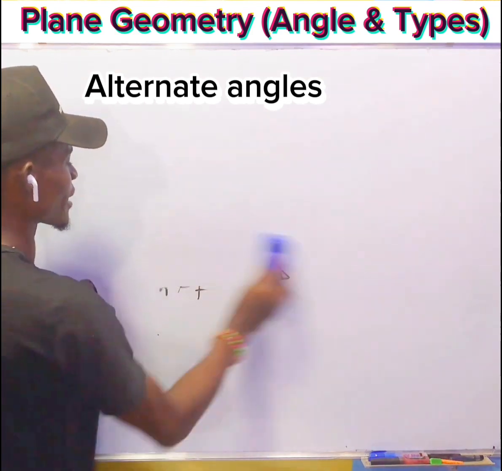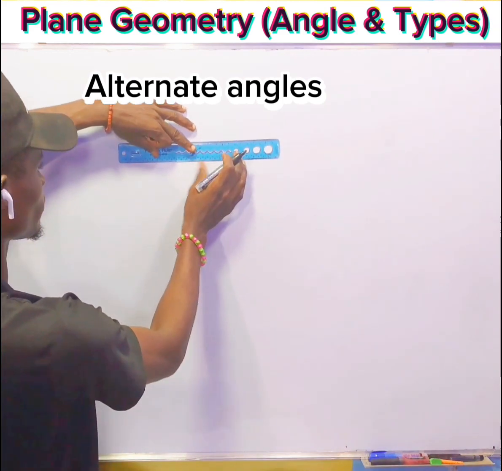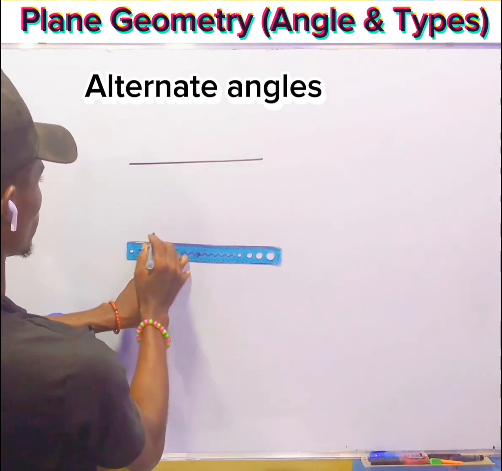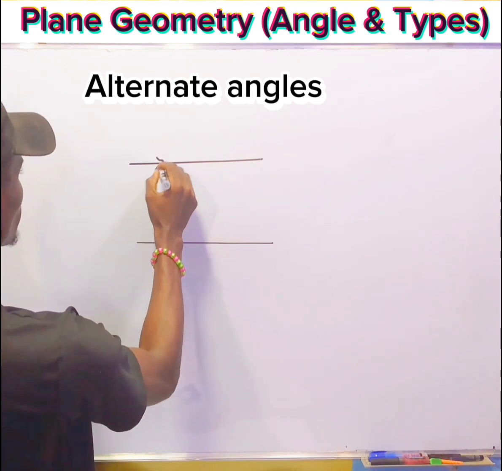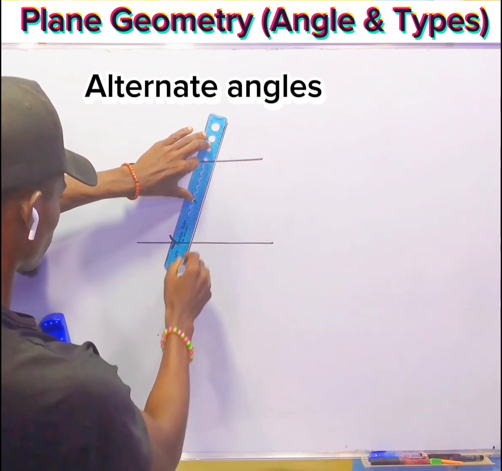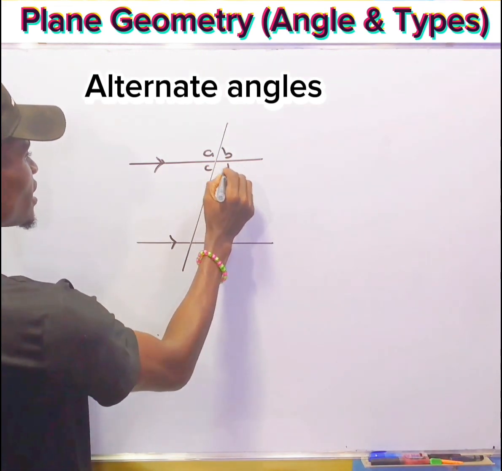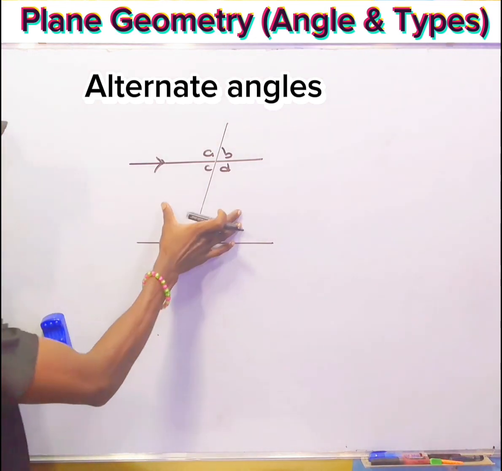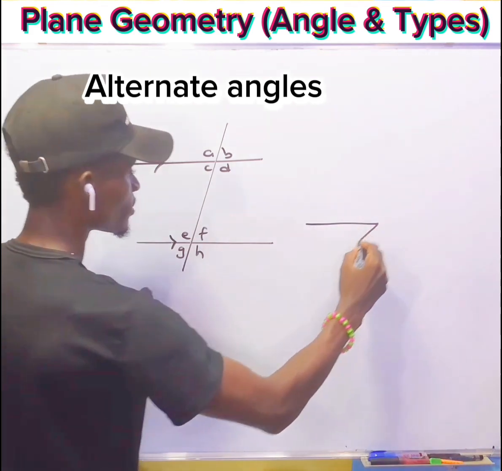Also, we can look at alternate angle in a different dimension. This is a parallel line. Also, we have a parallel line. Let's call these two lines parallel. And we have a transversal line. Let's call it a transversal line. So angles A, B, C, D, E, F, G, H. So for us to get the alternate angle formed here, we look at the Z shape that is formed.